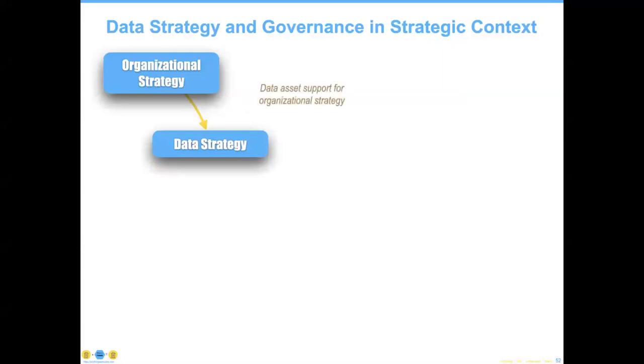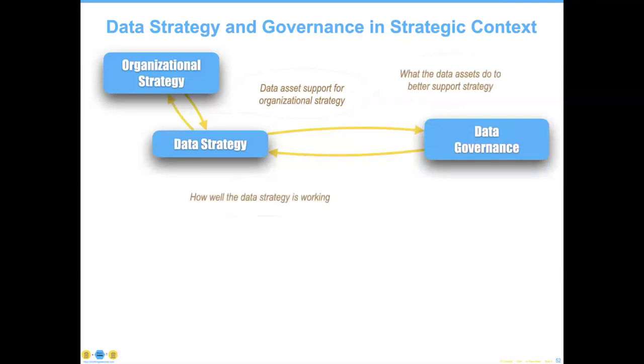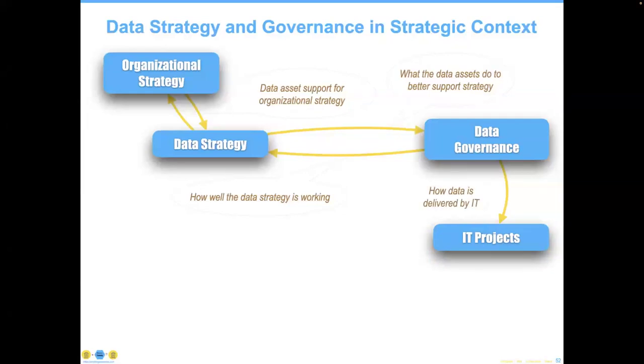So remember, data strategy exists to support the organizational strategy and no other reason. Sure, you may come up with some ancillary win-win-wins. Those are great, but the principal reason is to support organizational strategy. Data strategy also tells the data governance group what data assets do to support strategy. And the governance group feeds back and says, how well is the strategy working? Obviously, we may need to change one or both, the approach to data governance and the data strategy in and of itself.